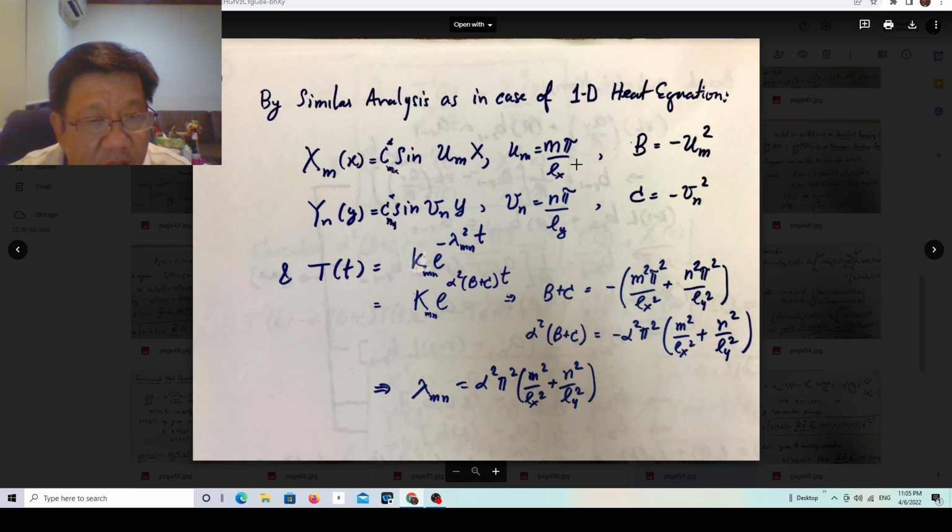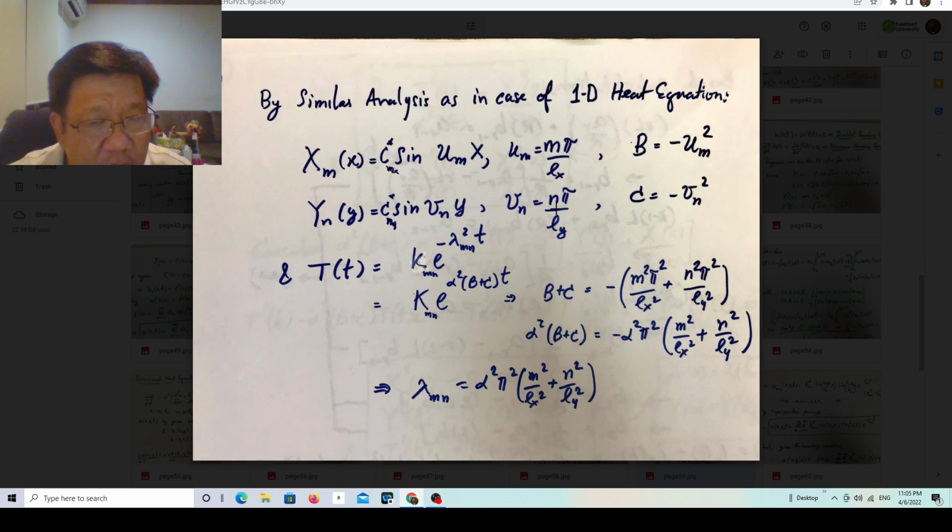Okay, over here, since this is the square root of minus b, therefore b has to be equal to this. The same for y: this has to be the square root of minus c, therefore c has to be equal to this.